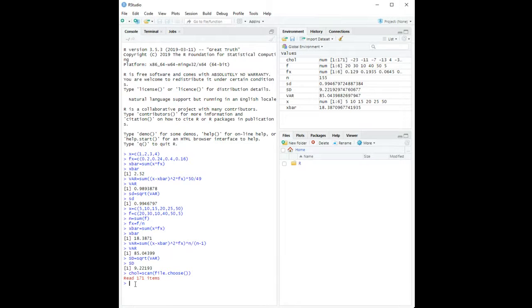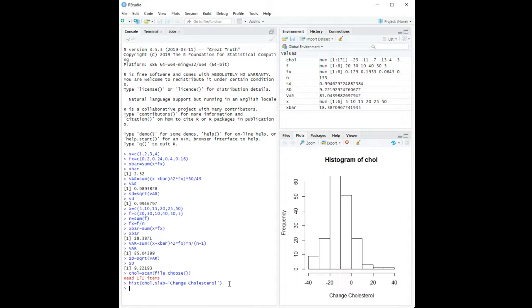And now that I have that, I'm gonna put hist to make a histogram, which is the one that we have to save, and then I'm just gonna label the axes. Okay. So if I go ahead and press X, this should give you your histogram. So I just labeled changed cholesterol. This is the frequencies. Okay.